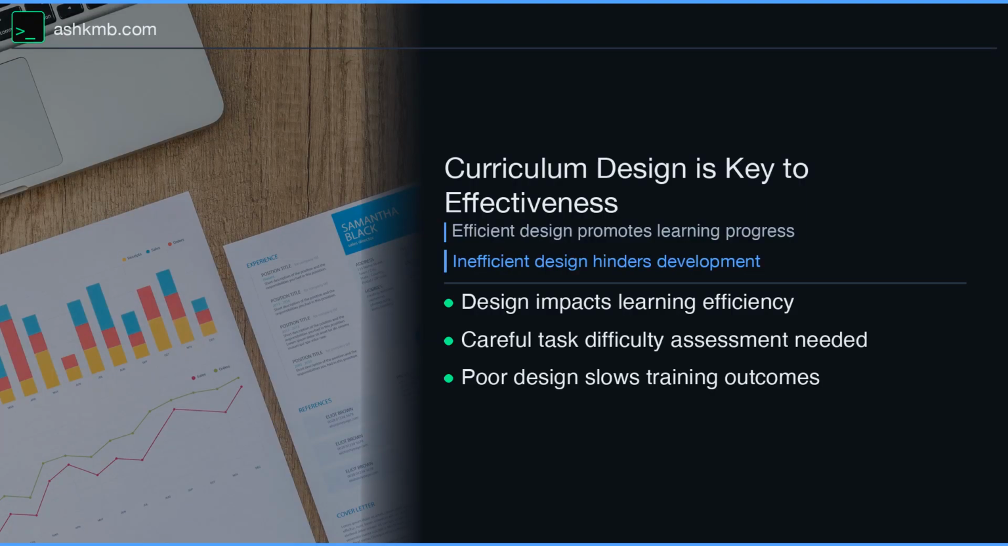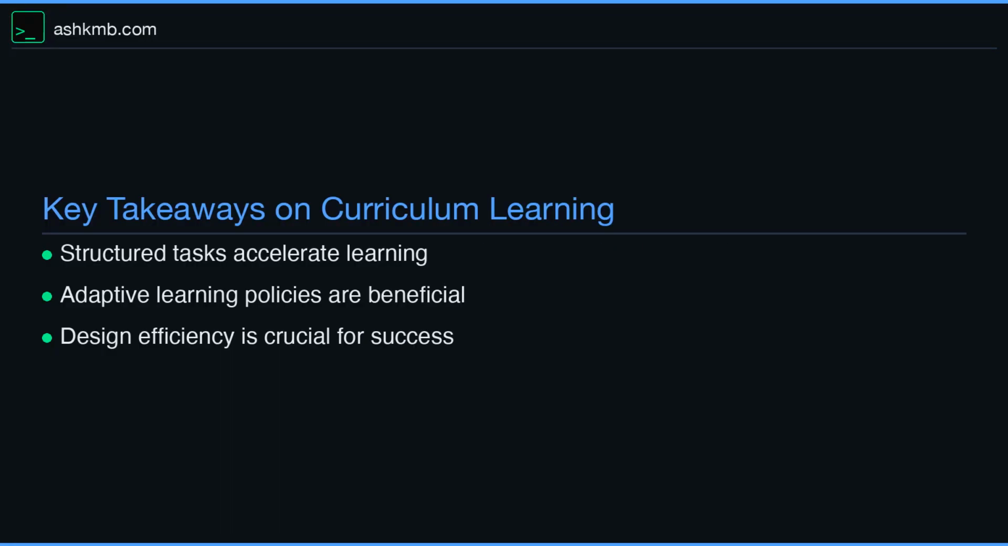Curriculum design plays a crucial role in effective training. An inefficient curriculum can severely hinder learning progress, underscoring the necessity for careful design and accurate task difficulty metrics to foster optimal learning outcomes. In summary, structured tasks enhance learning speed, while adaptive learning policies provide substantial benefits. Additionally, the efficiency of the curriculum design is crucial for achieving success. What are the key challenges in designing an effective curriculum for reinforcement learning?